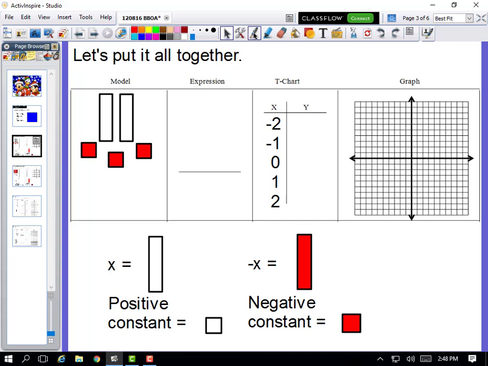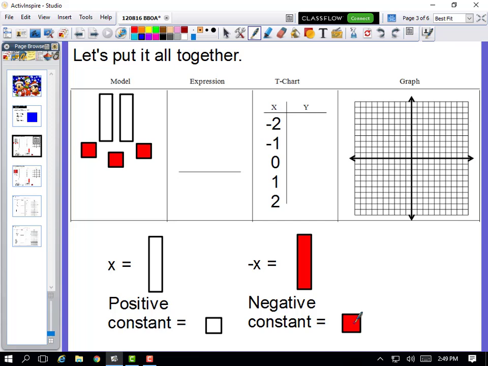Now, for this particular lesson, we're going to use the key of, if you see a long, which is open, it's going to represent an x. If you see a short or just a unit square, this is going to represent a 1. If you see a closed long, that's going to represent a negative x. And a closed square will represent a negative 1.